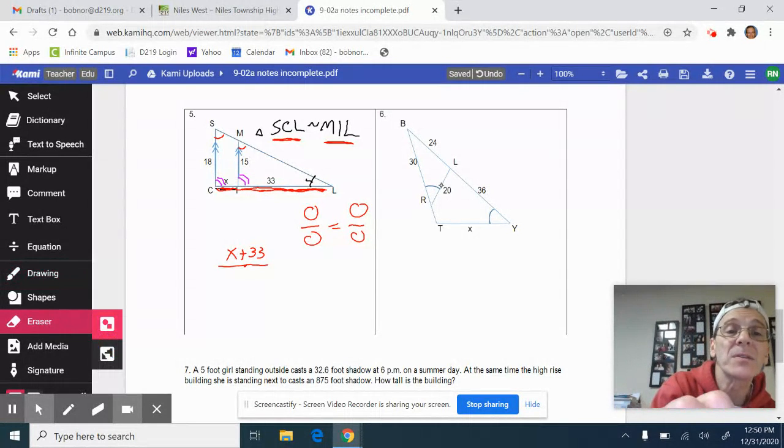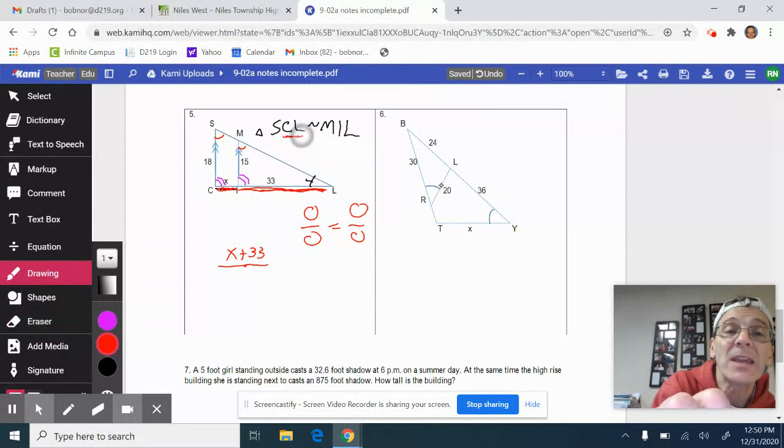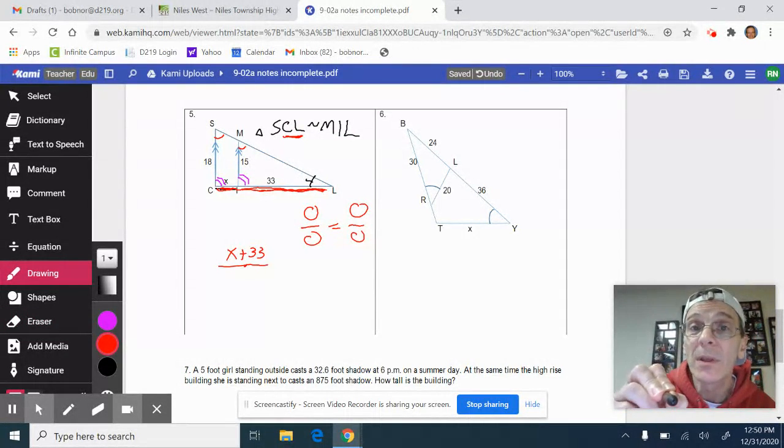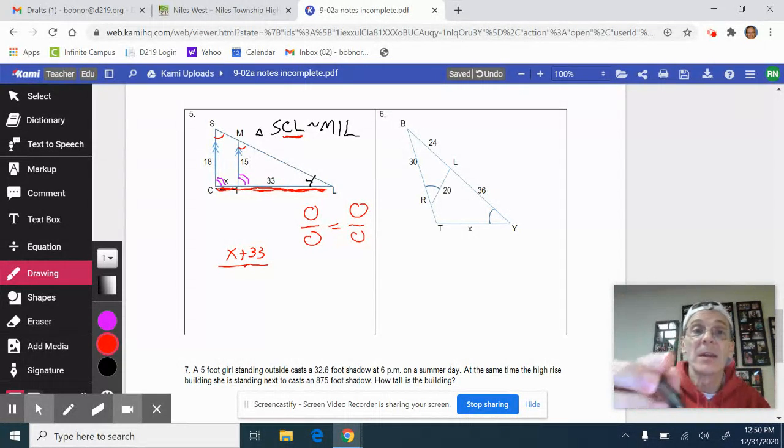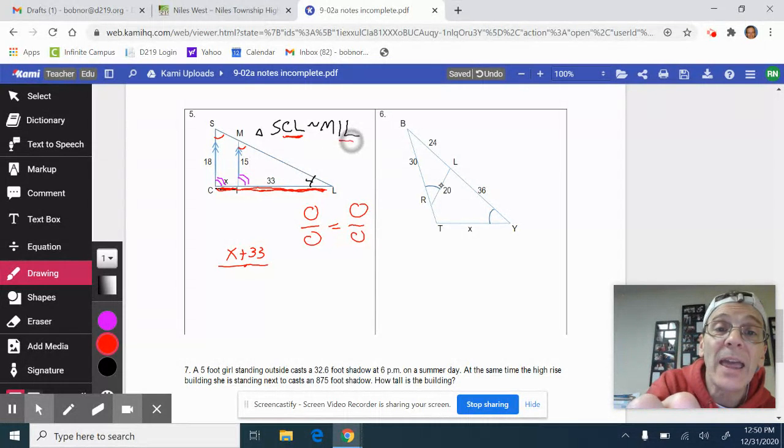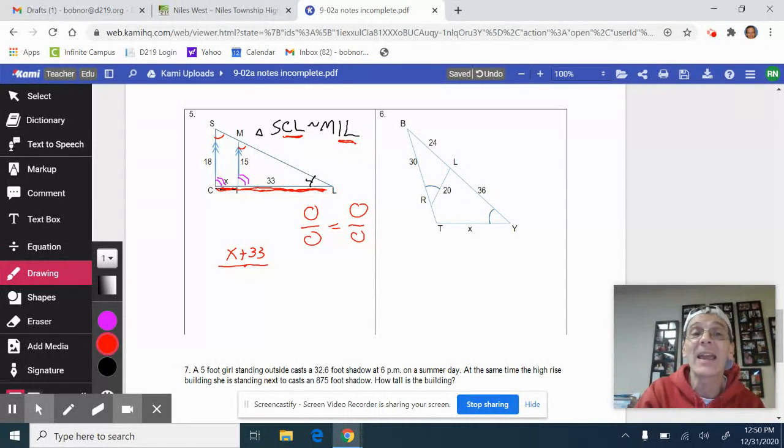And what does segment CL correspond to? Going back to the names that I wrote. And where did I get those names? From the congruent triangle pairs. CL corresponds to IL. And how long is IL? Look at the diagram, it's 33.